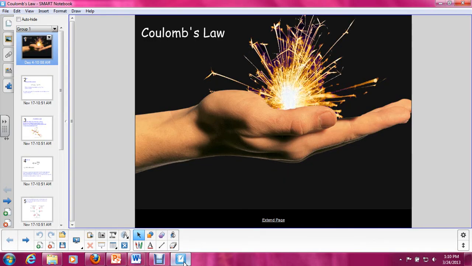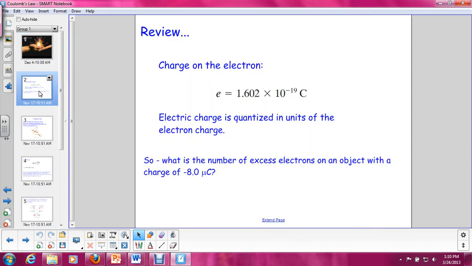All right, last time we talked about an introduction to charge and what charge is. And today we are going to talk about something called Coulomb's Law, and that is how charges interact with one another. A little bit of review.